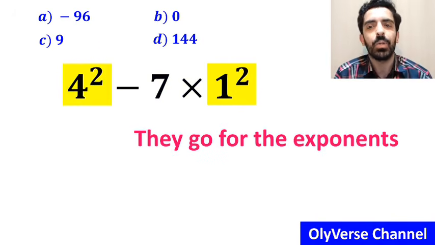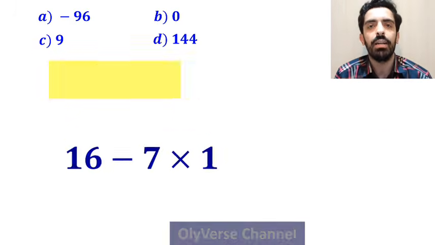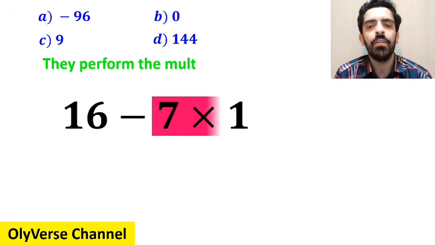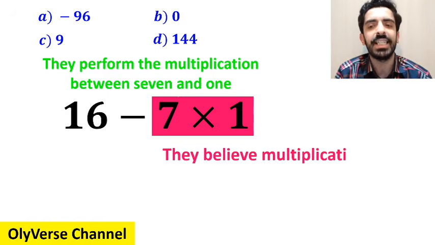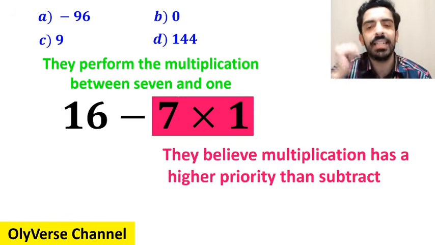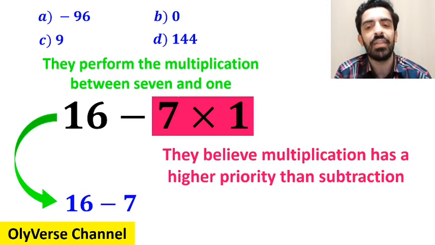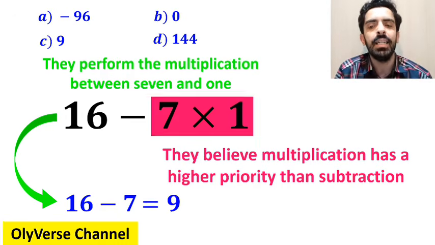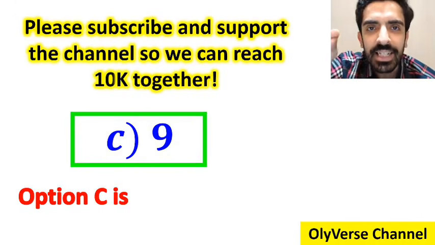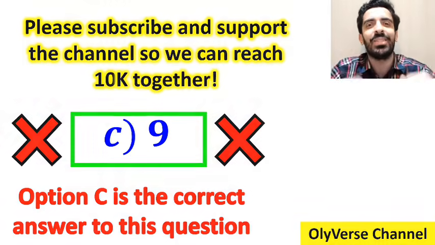Then they go for the exponents and write this expression as 16 minus 7 multiplied by 1. And in the final step, they perform the multiplication between 7 and 1 because they believe multiplication has a higher priority than subtraction. And this expression simplifies to 16 minus 7, which ultimately gives them the answer 9. And immediately, they conclude that option C is the correct answer to this question. However, this answer is absolutely wrong.